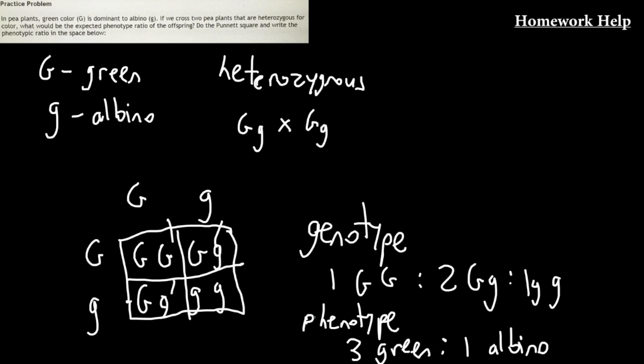So once again, phenotype is what you actually see. Genotype is what's going on in the genes.